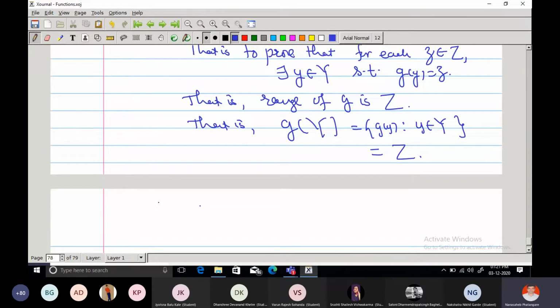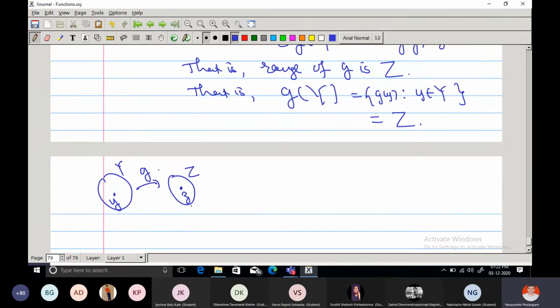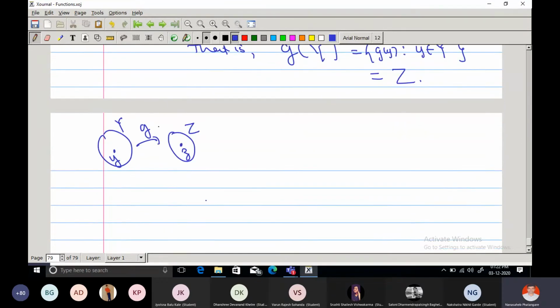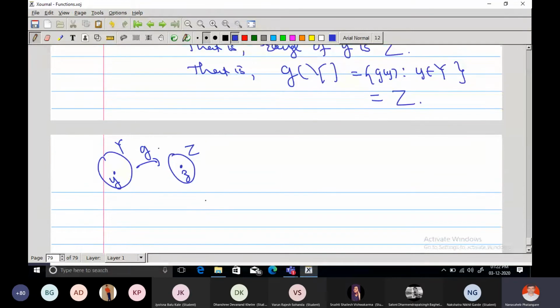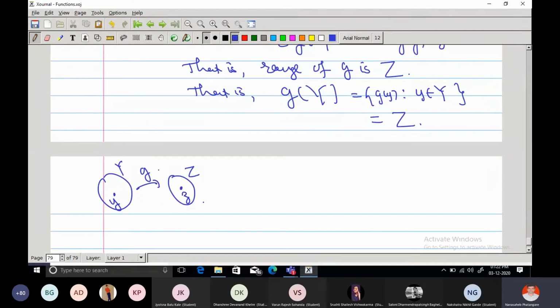Do you understand? And this is our function G. Can you produce a pre-image for every element here? So how to start the process? Logically, there is a lot of confusion. If you want to prove that G is onto, logically, how do you start the process?